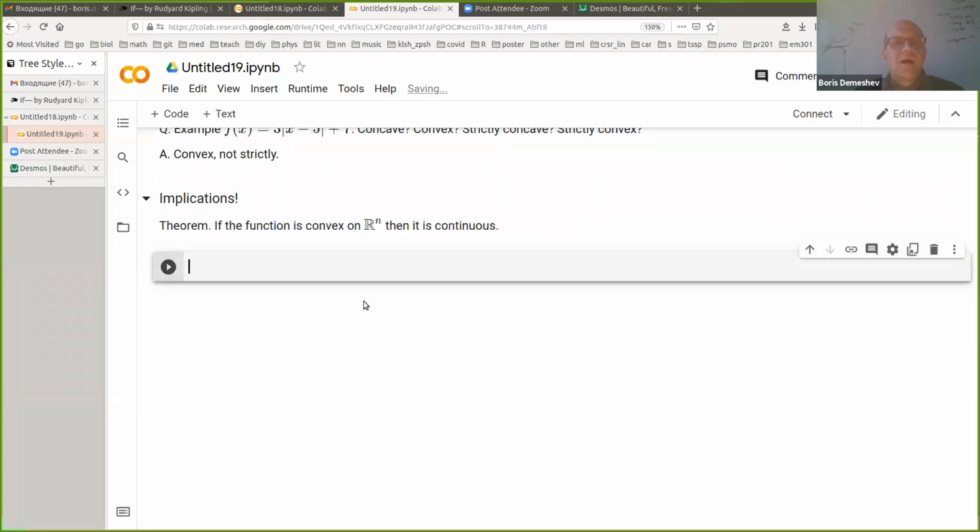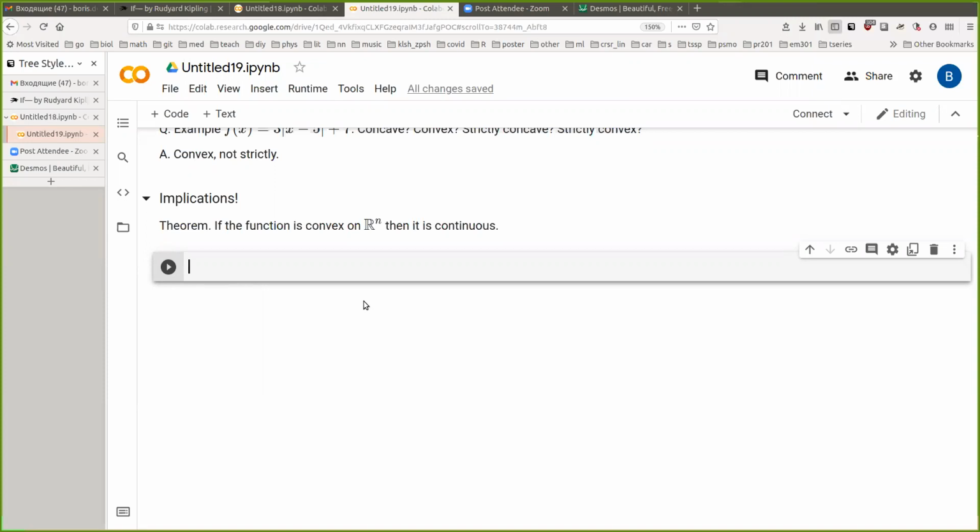Why does a convex function need to be continuous? What's the problem with a discontinuous function and convexity or concavity? Why can a discontinuous function not be convex or concave? Because there may be a point.